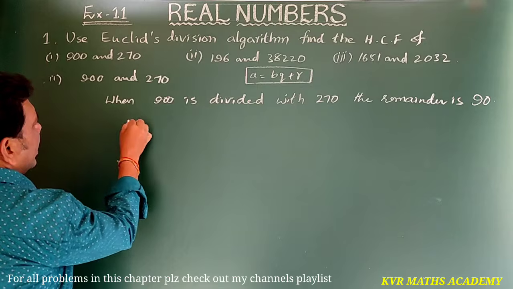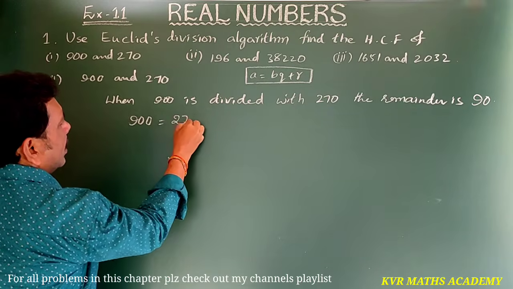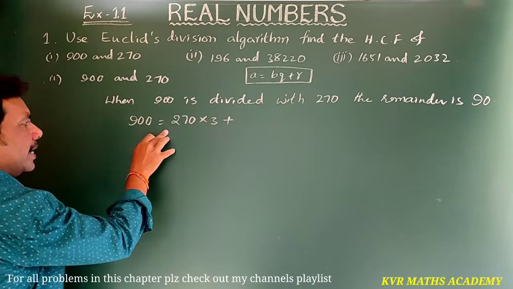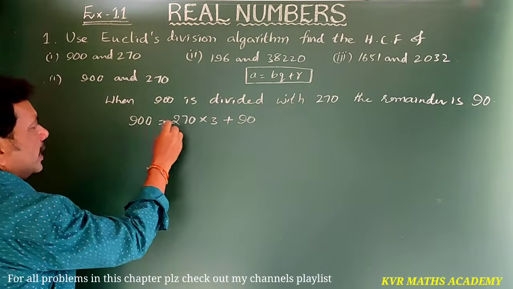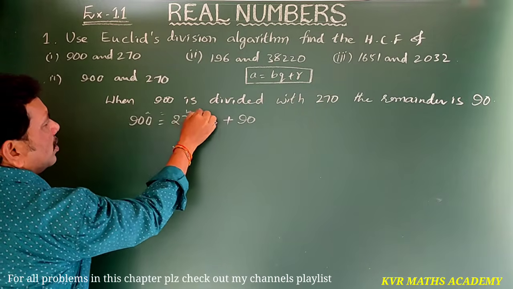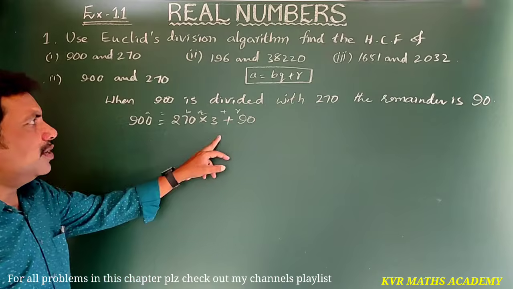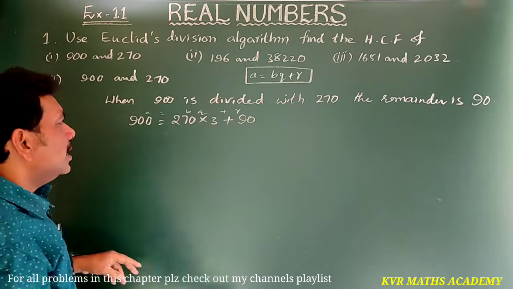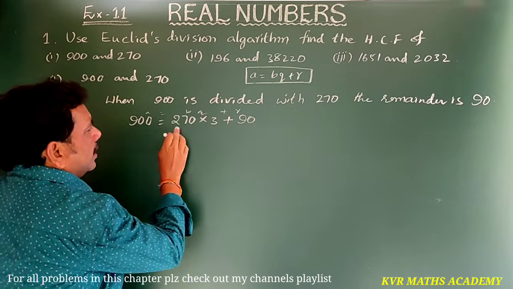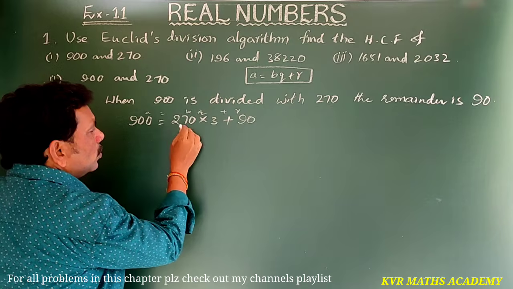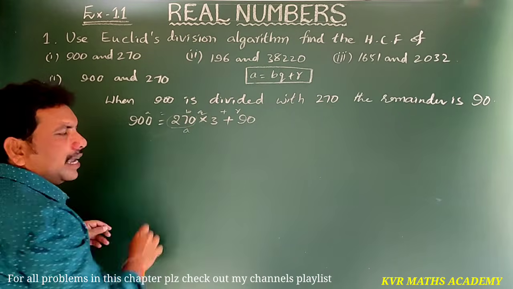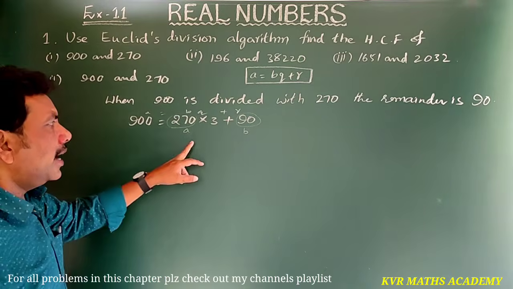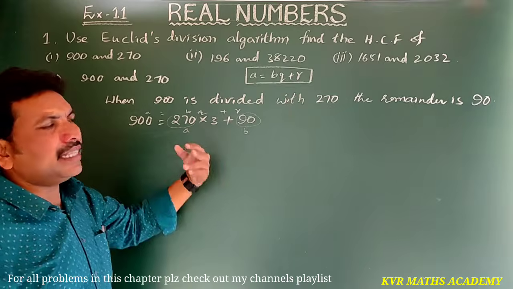So how can we write this? 900 is equal to 270 into 3 plus 90. So it is of the form a is equal to bq plus r. Now what we have to do? We consider 270 as a, and the remainder 90 should be considered as b. Again 270 should be divided with 90.